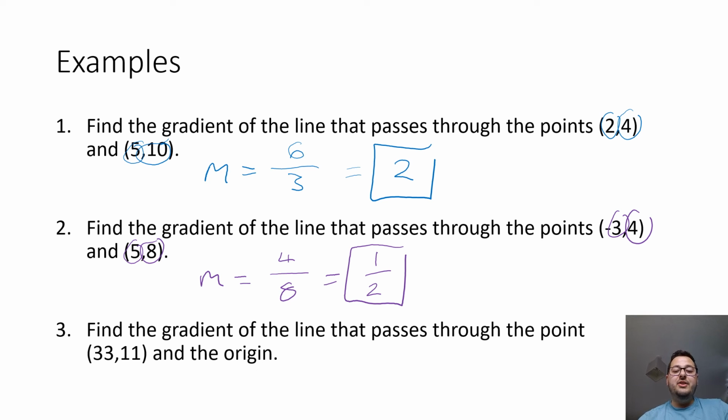And finally then, find the gradient of the line that passes through the point (33, 11) and the origin. Okay, so the origin is (0, 0), so it's the centre of the graph. And so let's have a little look at this. So the change in y, well, it's gone from 11 to 0. So the change in y is minus 11. And the change in x is 33 to 0. So that has changed minus 33. Now minus 11 divided by minus 33, well, those minuses are going to make a plus, and 11 over 33 will simplify to a third.